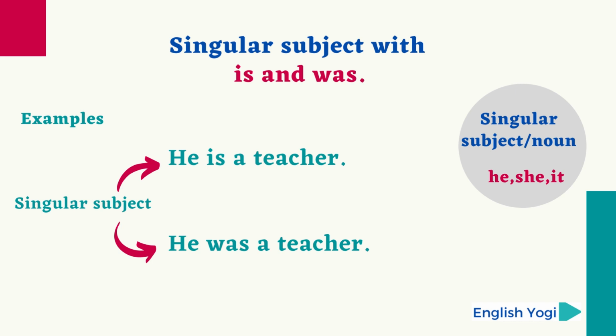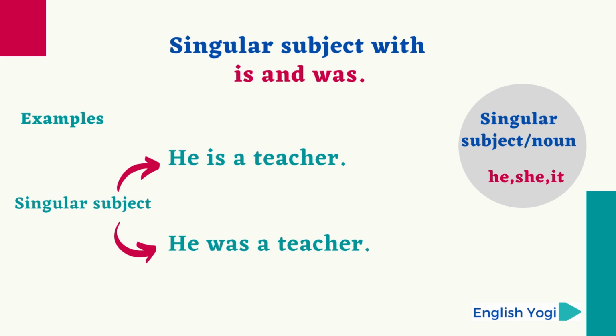So moving ahead, one of the basic rules, we can say the base rule, is singular subject with is and was. So this is the basic rule. With the singular subject, we have to take to be's form in the past or in the present, and that should be the singular one. So what is the singular subject and singular noun? As we can see, he, she, it, these are all singular nouns. So with all these types of singular nouns, we have to use is or was as per the tense.